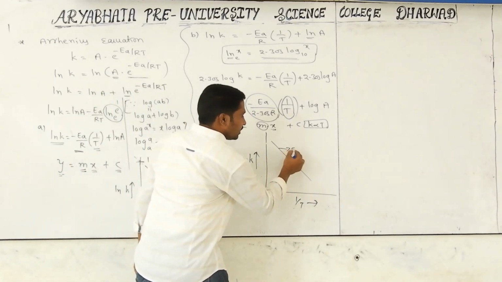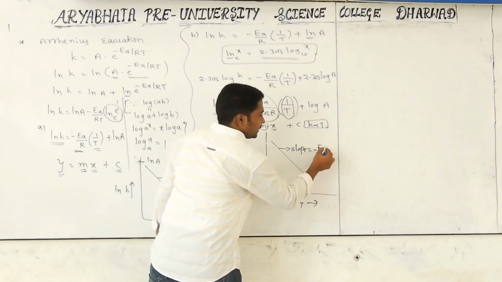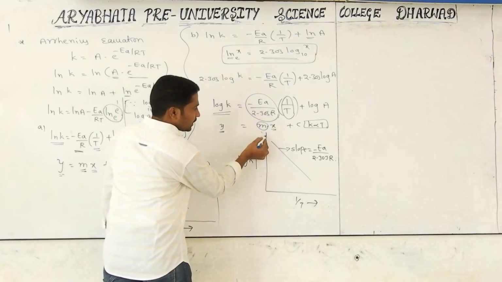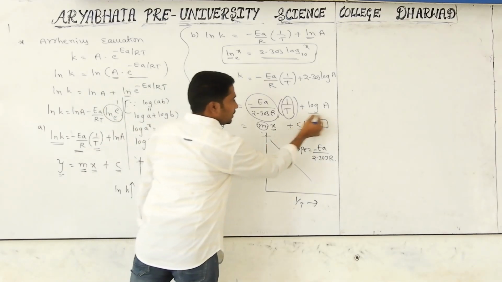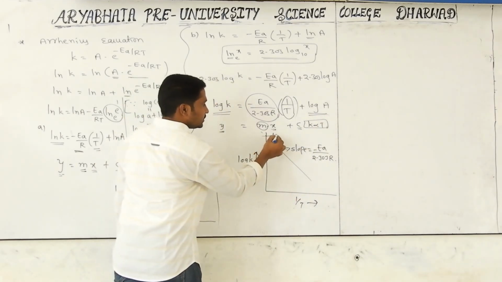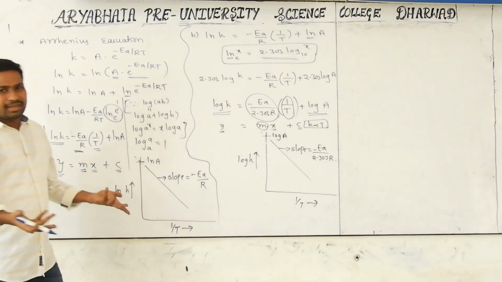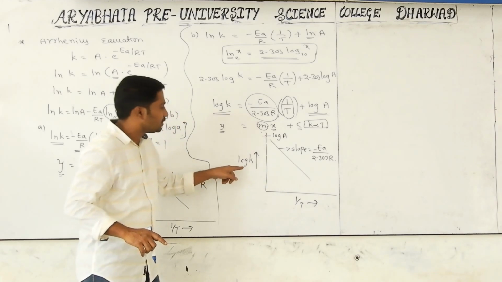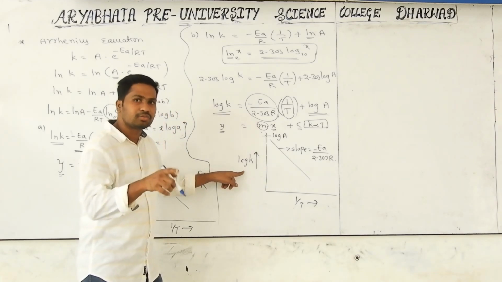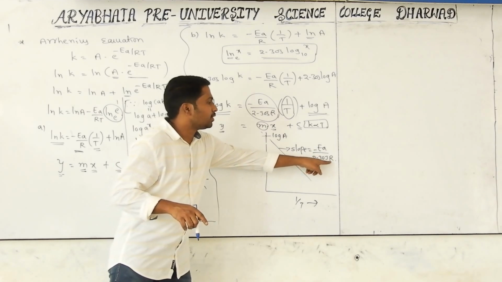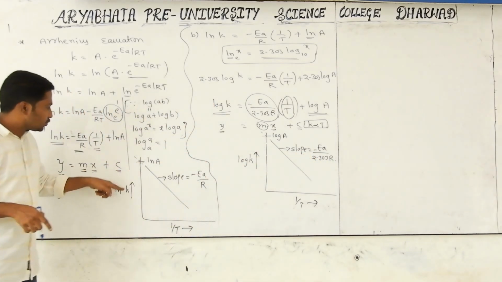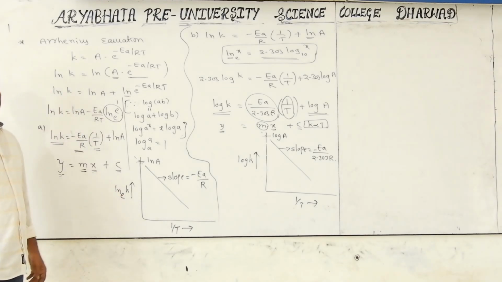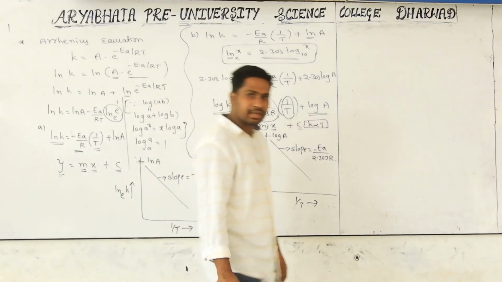What is the slope of this straight line? Slope is equal to minus EA by 2.303 into R. If you extend this straight line, we get the intercept. The intercept C is nothing but log A. In competitive questions, it's like this: under the Arrhenius equation, if you plot a graph between 1 by T versus log k, we get a straight line with a negative slope, that is, minus EA by 2.303 into R. The difference is that we take ln of k, which indirectly means to the base e. That's why we get the slope as only minus EA by R.